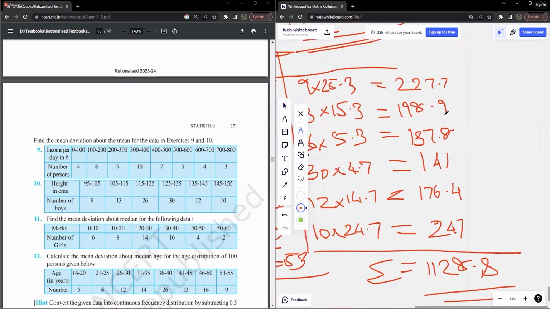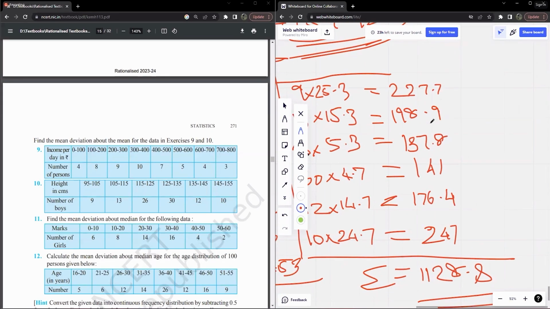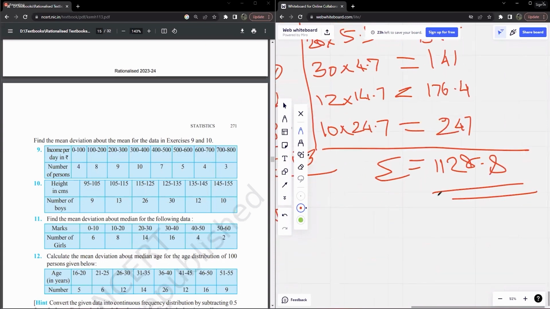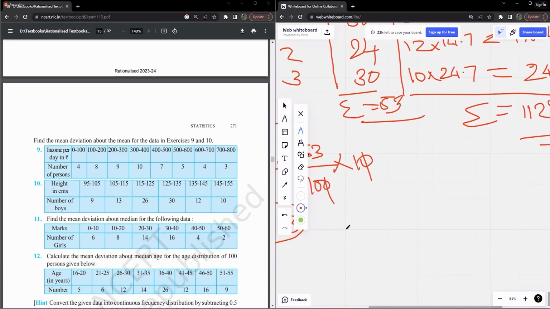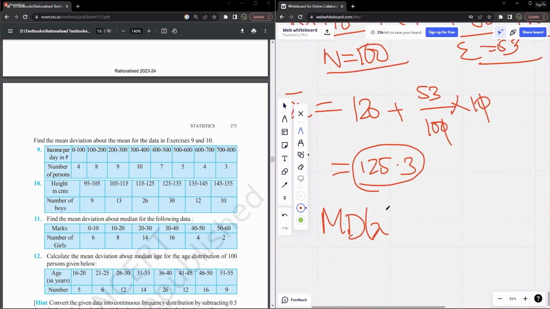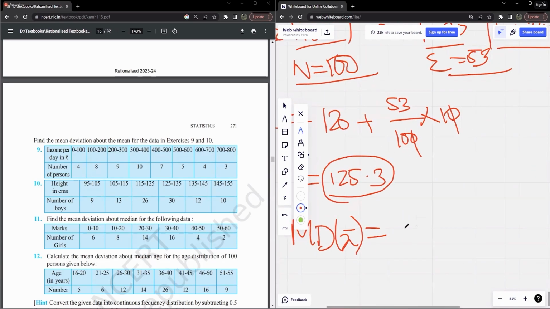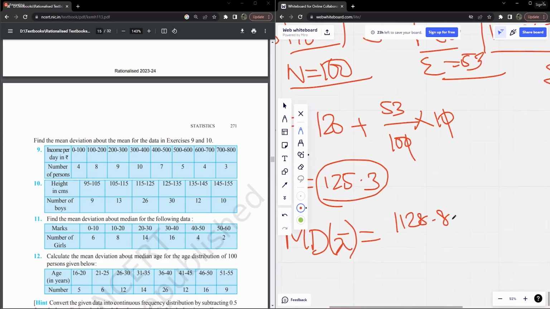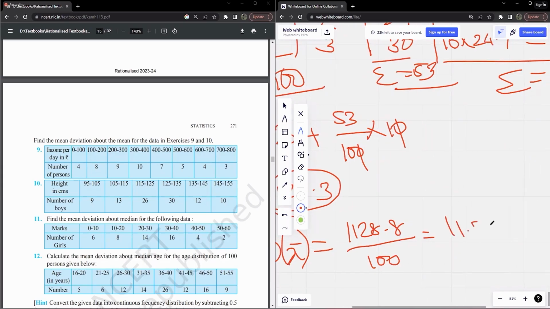Right? This is a 0.4, this is a 0.9, this is a 0.7. This is 16, this is 24, this is 28. So the 0.8 is done. There is nothing follows. All right. So this is 1128.8. Therefore, the mean deviation above the mean is going to be 1128.8 divided by 100. That is going to be 11.288.